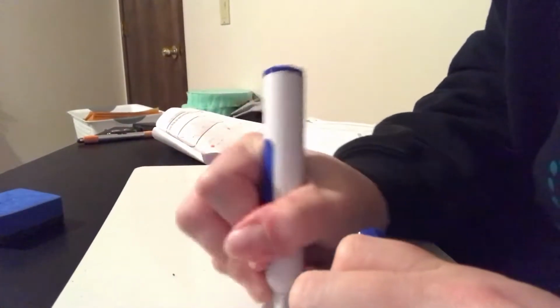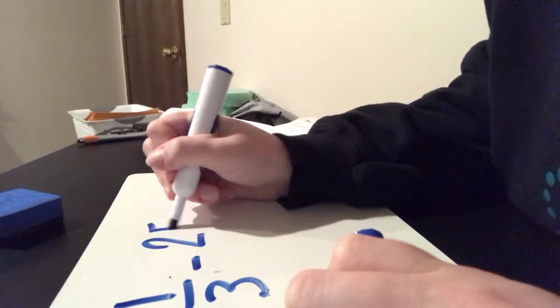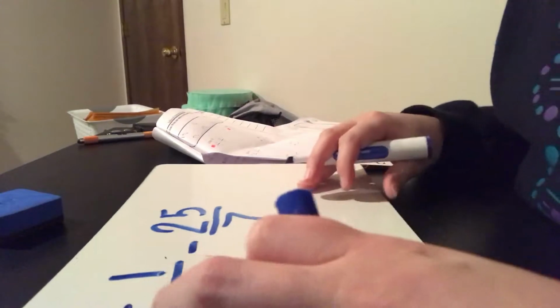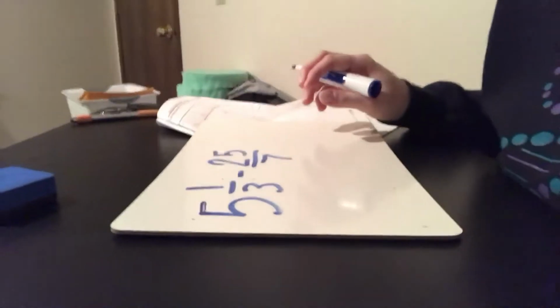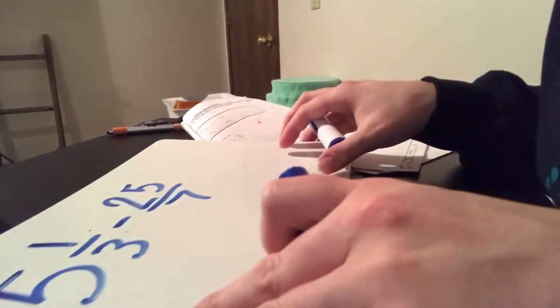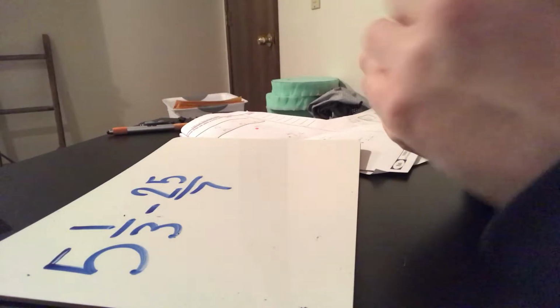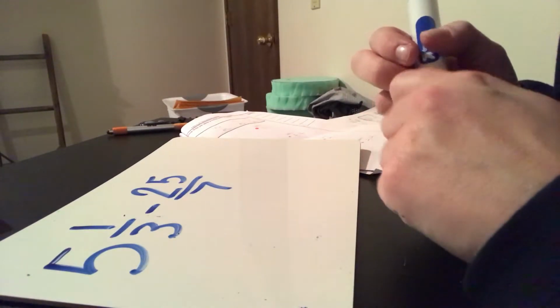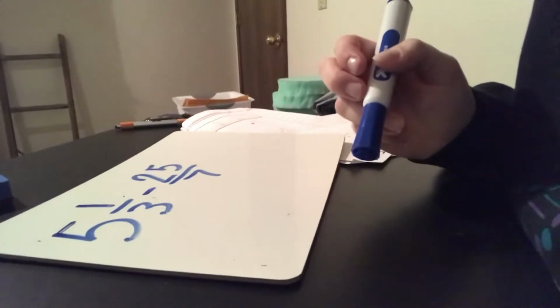Number 1, right here, is 5 and 1/3 minus 25 sevenths. Now, I am going to be doing, oops, I want to be on camera here. Adjust just a little bit. Hopefully that's a little bit better. Still working on the angle and the view. If you guys can help me with that, if this isn't good or if this isn't working, please let me know.